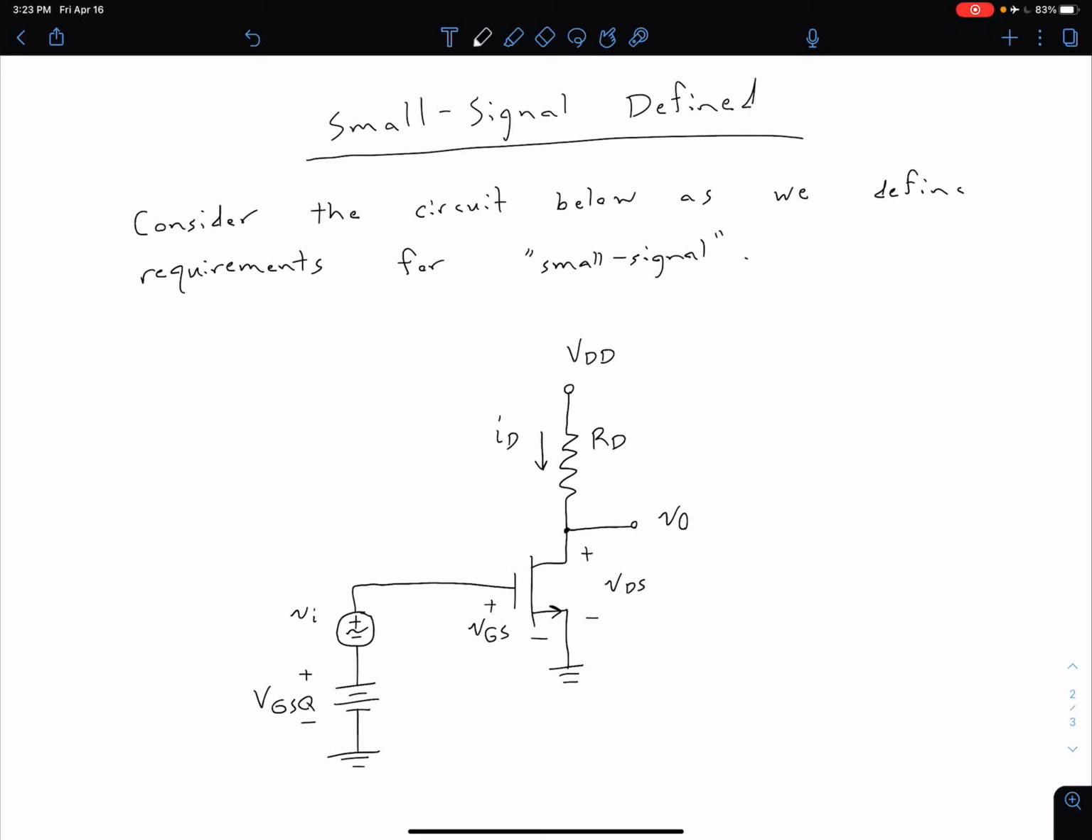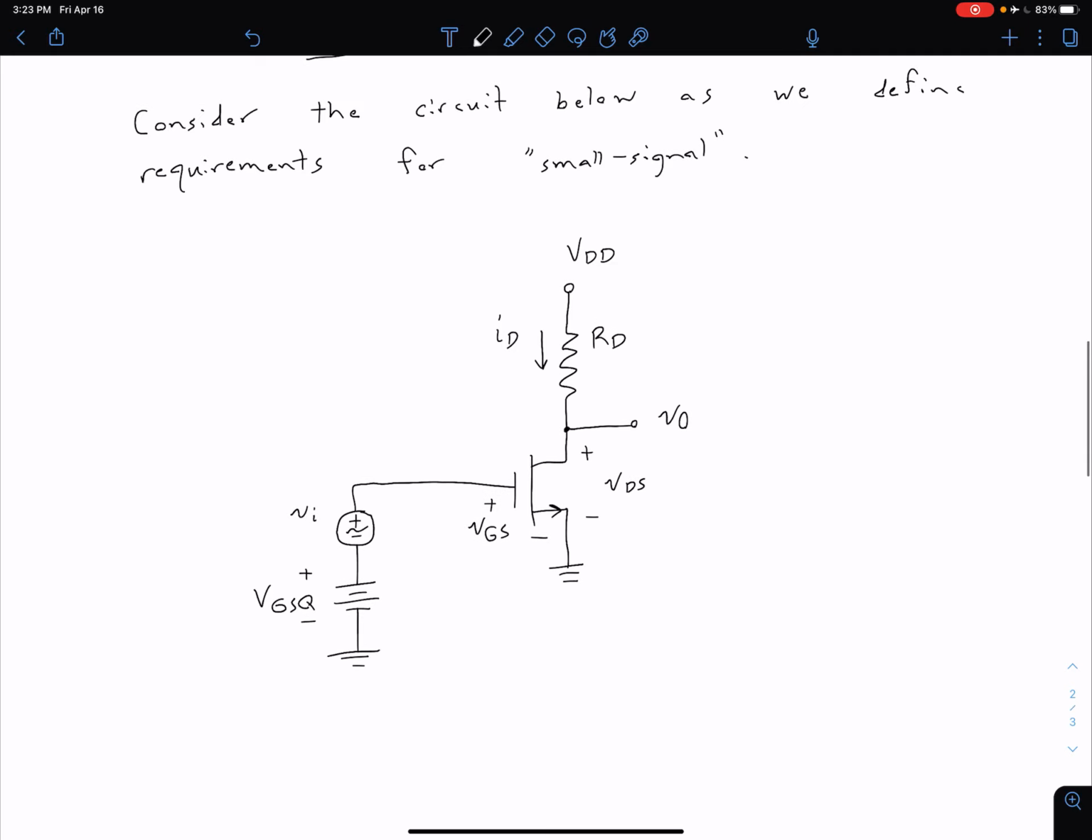So if we're going to be using superposition, we need our signals to be small. How small exactly do we need our signals to be? Well, in order to define that more clearly, let's consider this simple circuit below. You can see this looks very similar to what we considered when we were looking at BJTs, and we're going to notice that's going to be true throughout this unit.